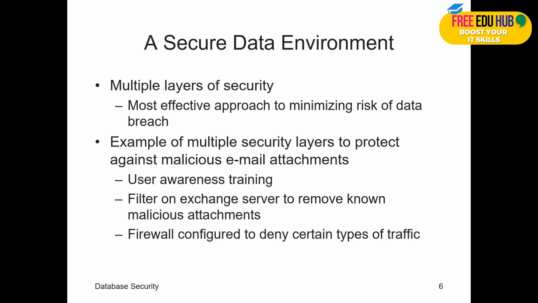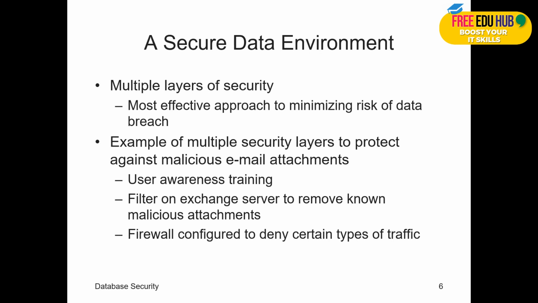Filter on Exchange servers to remove known or malicious attachments. If there were some files lying on the mail servers which would compromise the computers and the databases, they must be removed from there. Firewalls configured to deny certain types of traffic. If you are constantly monitoring that spam is coming from a specific address or an IP address or a country or a domain, you block them so that you don't receive all that.